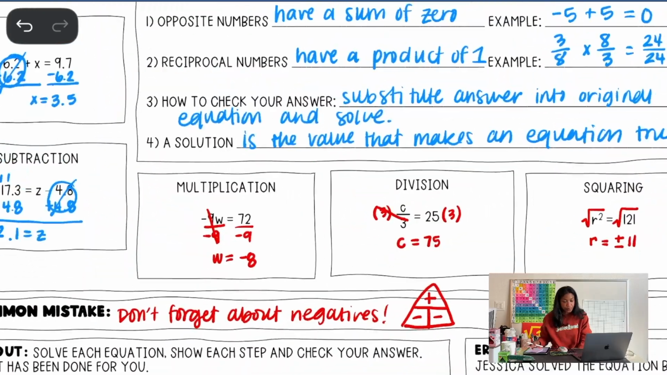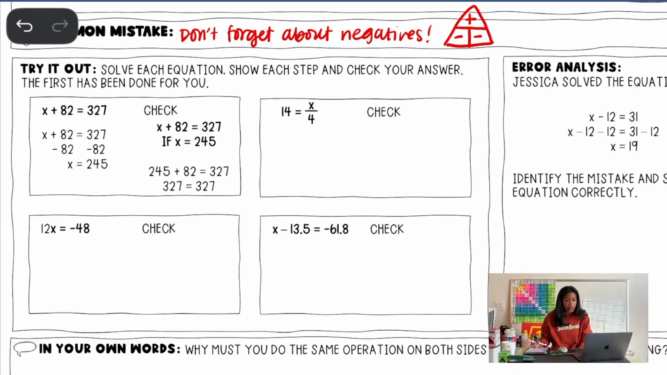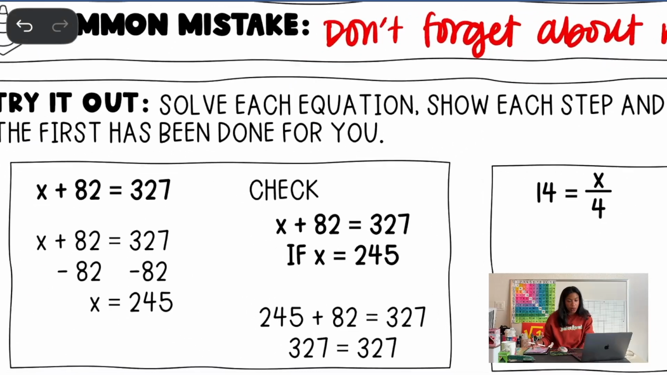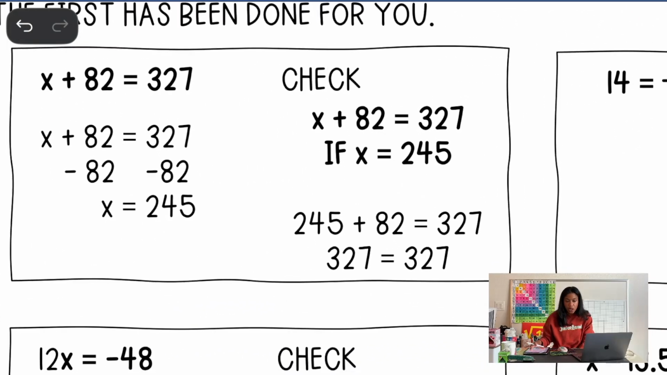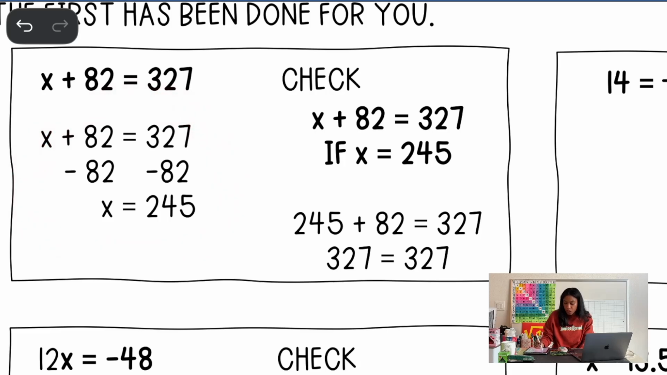All right. Moving right along, our try it out section today gives you an opportunity to solve equations and also check your answers. So let's take a look at how we did that. Our equation here was x plus 82 equals 327. This was the work that we did. So we started by making a zero pair right here, and we subtracted 327 minus 82, which gave us 245.